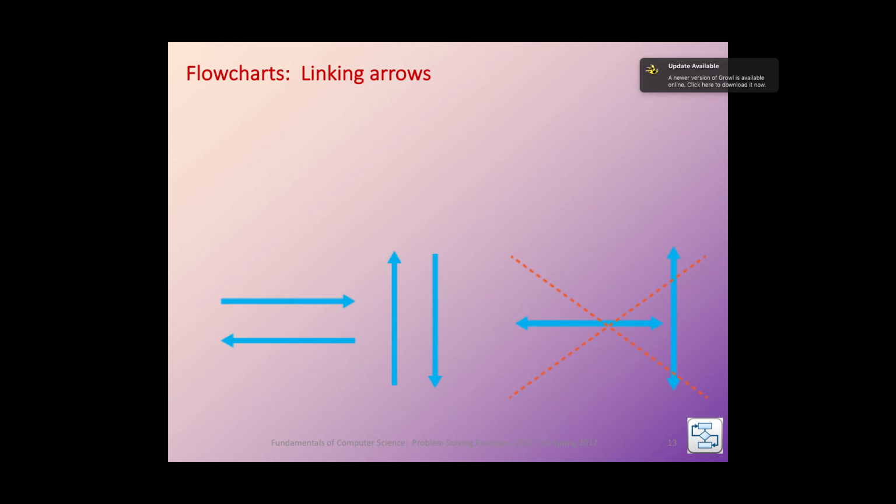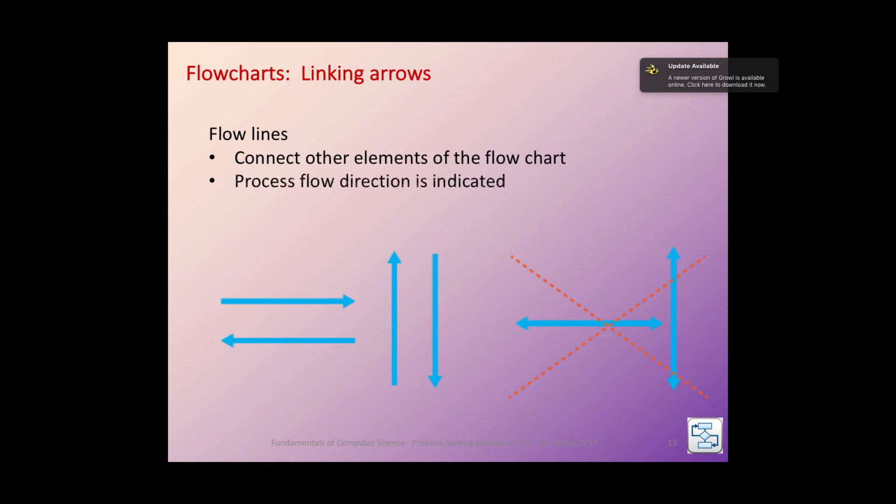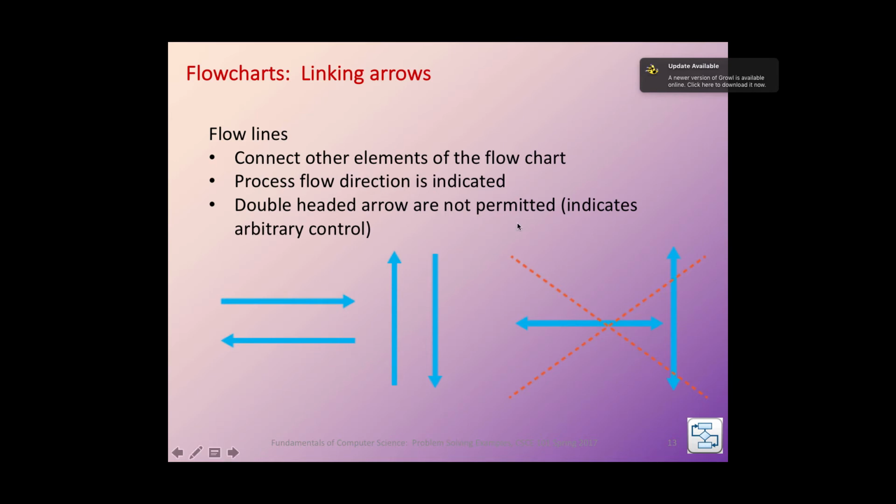The first item of a flowchart that we are going to go over are simply flow lines, okay? And those are actually arrows, okay? The flow lines are what connect the other elements of the flowchart with the process flow direction indicated by the arrowhead, okay? Double-headed arrows are not permitted, okay? Like in this situation where you've got an arrow at the end of each line, this is not allowed because it indicates arbitrary control or random control. And each one of these lines, you see the arrowhead is only at one end of the flow line.